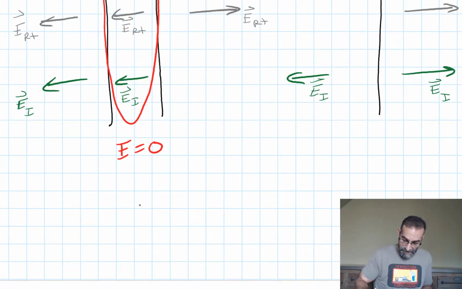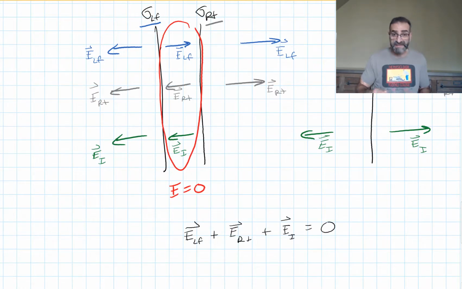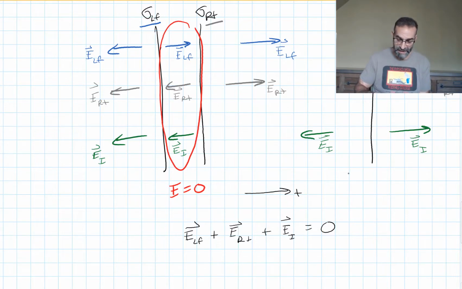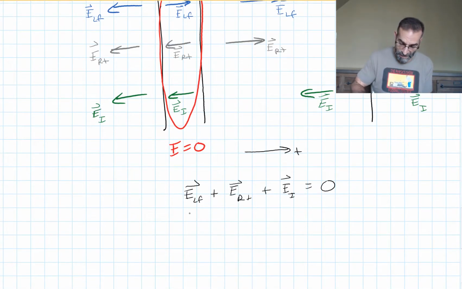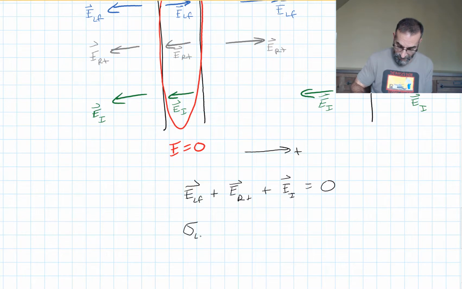I've got the E left plus E right, this is a vector addition, plus E insulator has to be zero. This is a vector addition problem. So I'm going to call the right my positive direction. So E left points in the positive direction. What is the electric field from an insulating sheet of charge? It's sigma over 2 epsilon naught. And it's in the positive x direction.